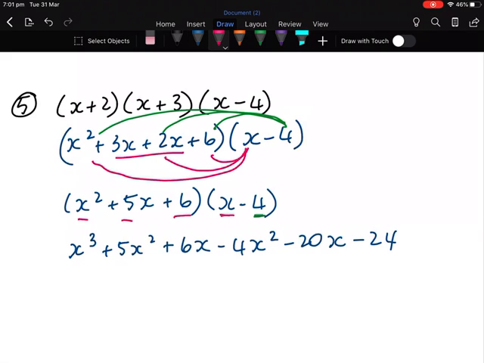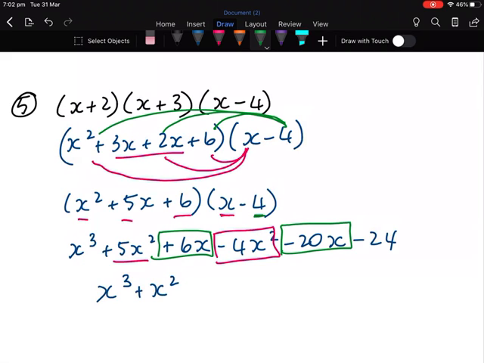Now I just have to look for like terms and simplify. I've only got 1x to the power of 3, so I can write that down here. Then I've got 5x squared minus 4x squared, which leaves positive x squared. And then I've got 6x take 20x, which leaves negative 14x. And then I've got the constant take 24. There you go.